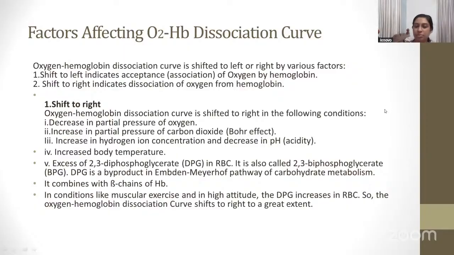And in conditions like muscular exercise and high altitude, DPG will be increased and oxygen will be readily available to the tissues due to the lower affinity of hemoglobin to oxygen. And the ODC will be shifting to the right.